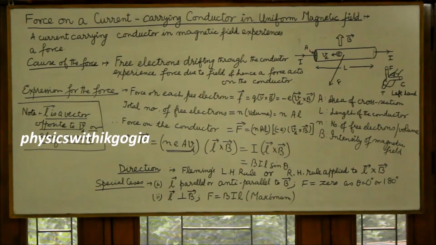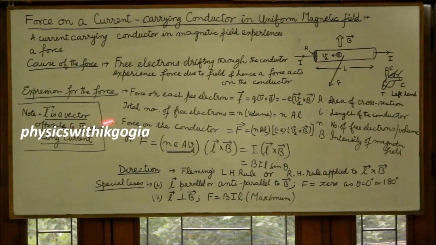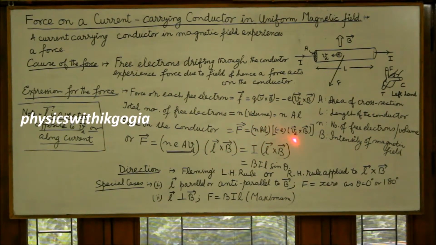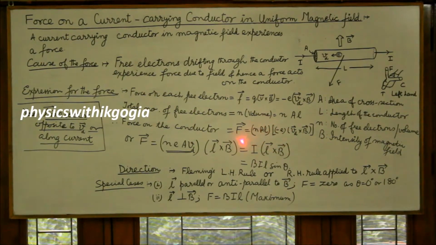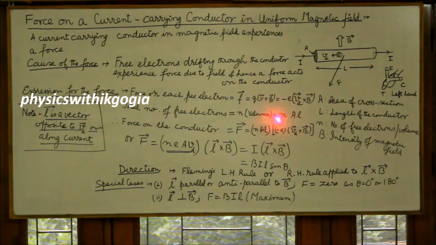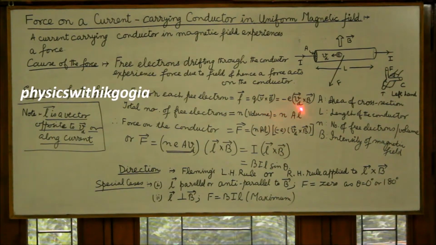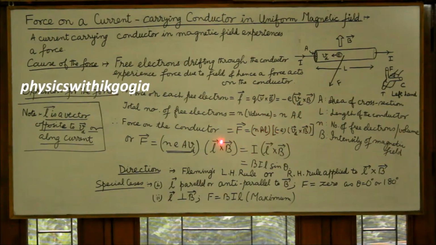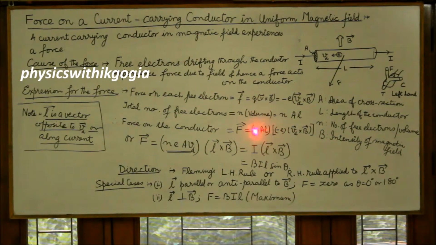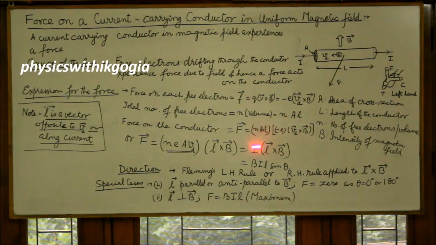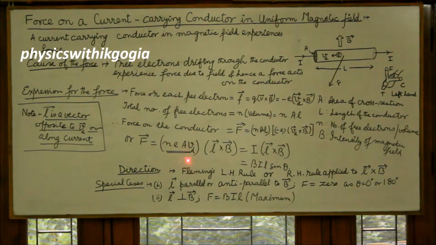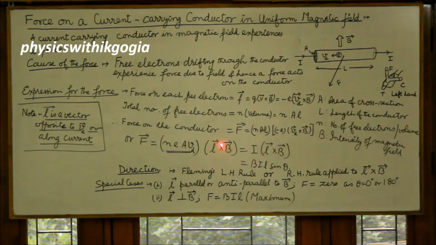Therefore, the force on the conductor is given by capital F equal to force on each electron multiplied by the number of electrons, that is nAL multiplied by small f, or minus e Vd cross B. Rearranging the terms here, let's combine n, A, e and Vd. We can rewrite the expression for force as n e A Vd into L cross B.